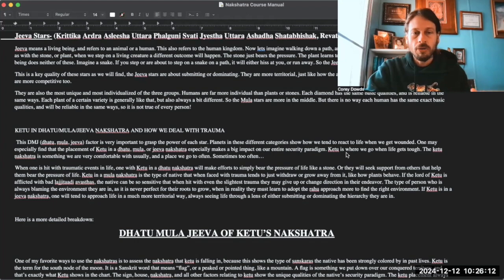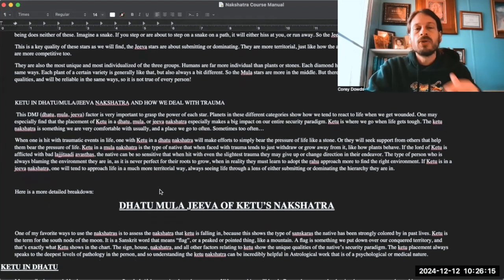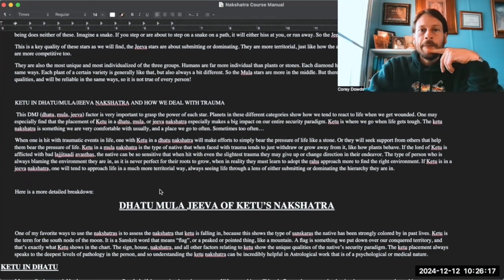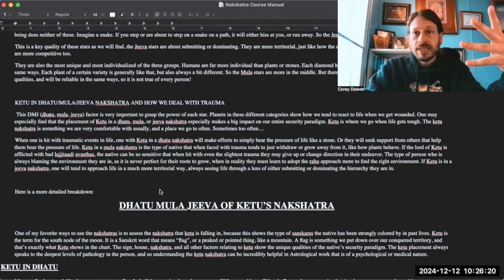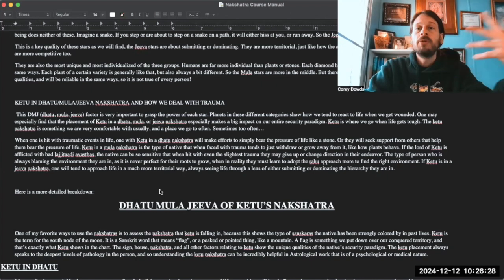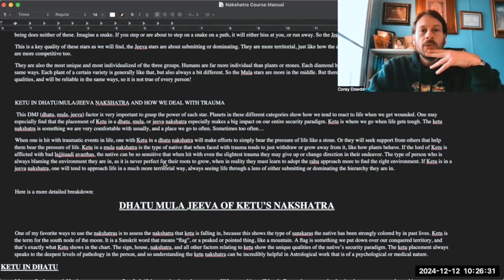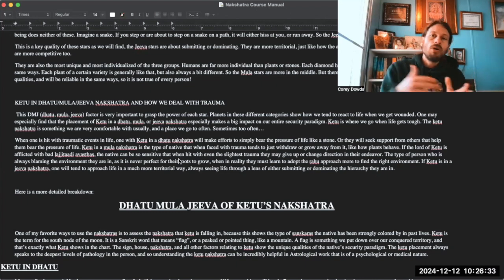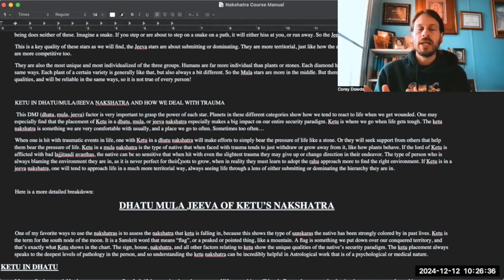So it's really helpful to know about this, because when we're hit with traumatic events, if you have that Ketu in a Dhatu, you'll just try to bear the pressure like a stone, and kind of shut down in life, or seek support from others that can help you bear that pressure. The Ketu in Mula is the type that's going to grow away from it, and shift like how plants shift, and have a tough time being consistent because eventually everything gets too tough, you see? And the Lord of Ketu, if it's in good or bad avastas, determines how well one will do this too.